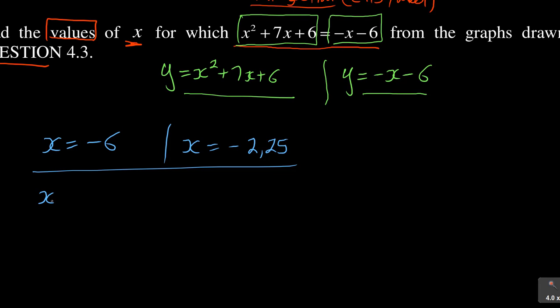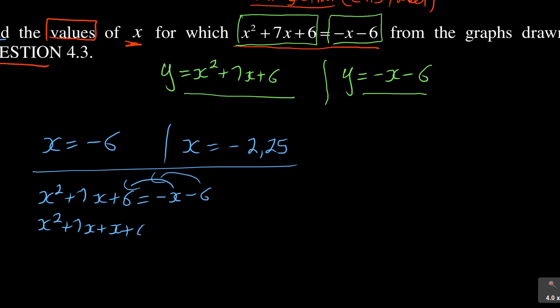So what you do, you write it like that: x squared plus 7x plus 6 is equal to minus x minus 6. Now they won't give you marks for this one because they said read the values, so you're supposed to read them from the graph, but now you're calculating. You take x to the other side, you take 6 to the other side, you'll have x squared plus 7x plus x, and then you have plus 6 plus 6, equal to 0, which is now x squared plus 8x plus 12 is equal to 0.